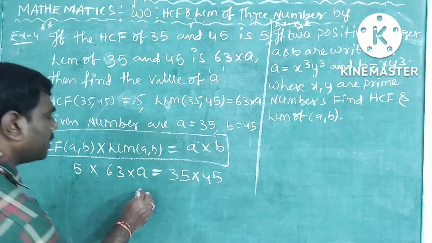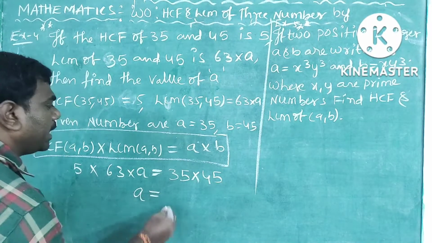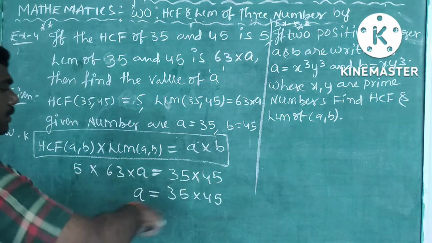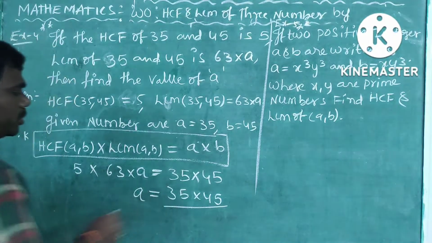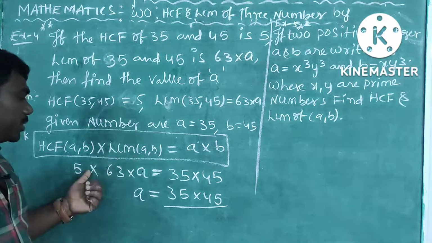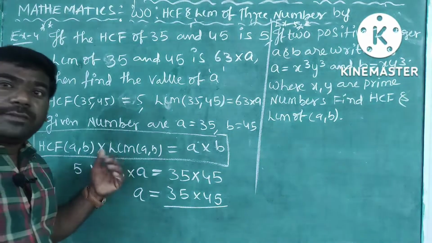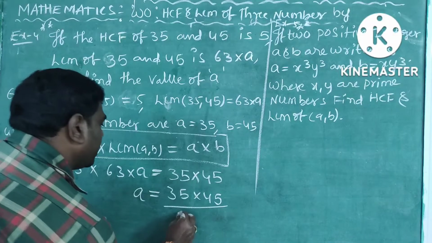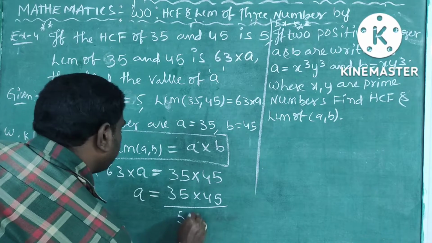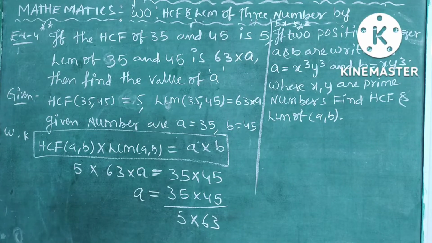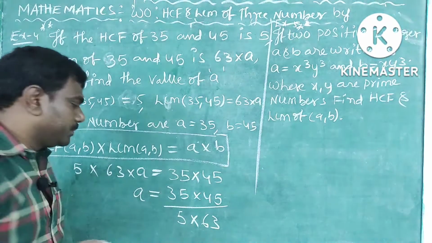A I am keeping like this, and 35 and 45. If I send these two numbers to that side, it is going to be a division, by transposition. Why? Because the operation on these two numbers is multiplication. When we transpose, it becomes a division. That is the rule of transposition. So 5 into 63. So division came here. Now divide.